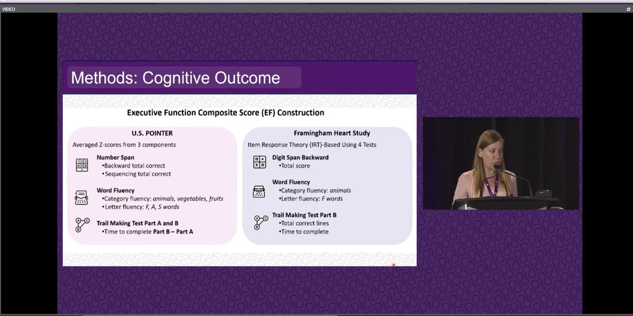To assess cognition, we focused on executive function, which we know is a cognitive domain very sensitive to vascular injury in the brain. And executive function composite scores were available for both studies. You can see an overview of how these scores were computed. So it's a bit different. And while the methods and the specific test batteries differ between these two studies, it's important to understand that the two approaches capture the same underlying cognitive construct.